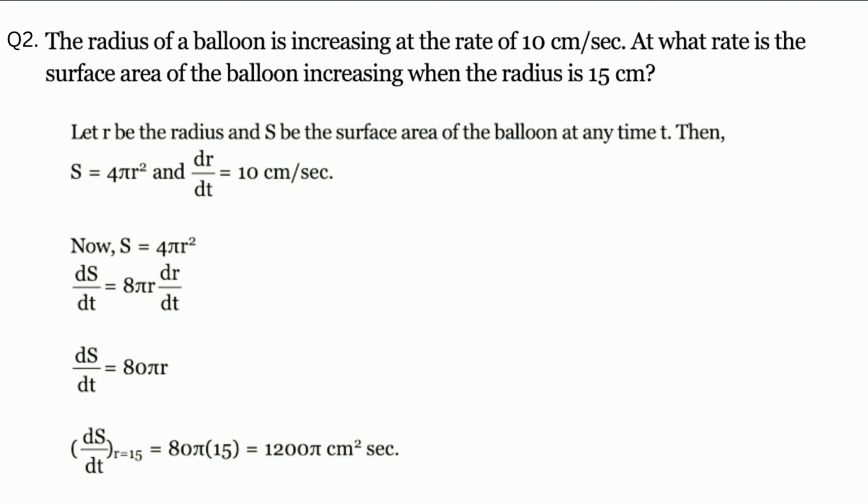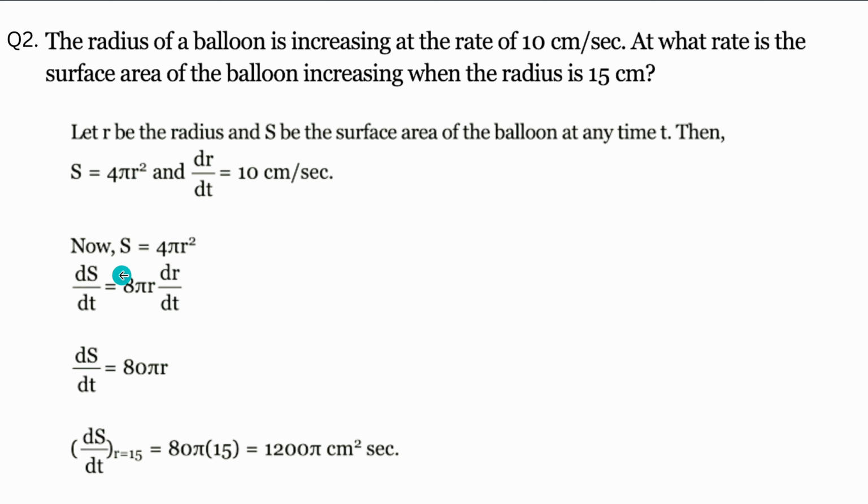Question 2. The radius of a balloon is increasing at the rate of 10 centimeter per second. At what rate is the surface area of the balloon increasing when the radius is 15 centimeter? So whatever is given, we'll write that. First, we're given that the radius is changing with respect to time, so dr by dt is equal to 10 centimeter per second. And the surface area is being talked about here, so the formula of surface area for the balloon will be 4 pi r square.